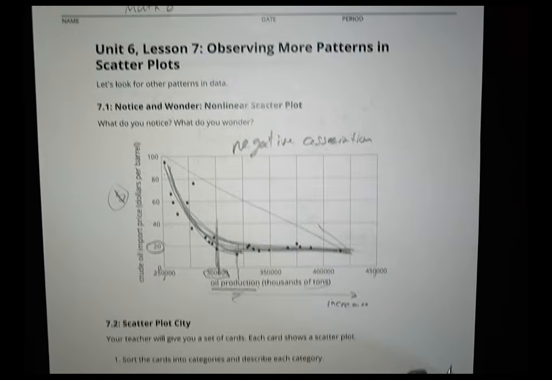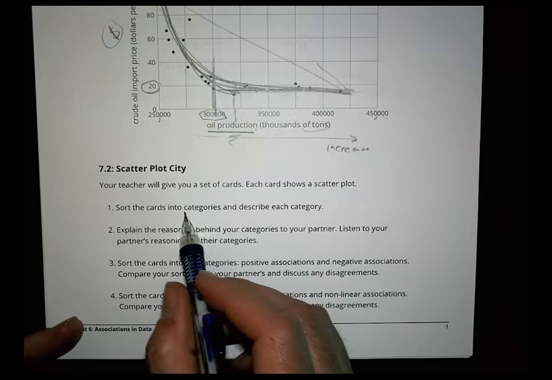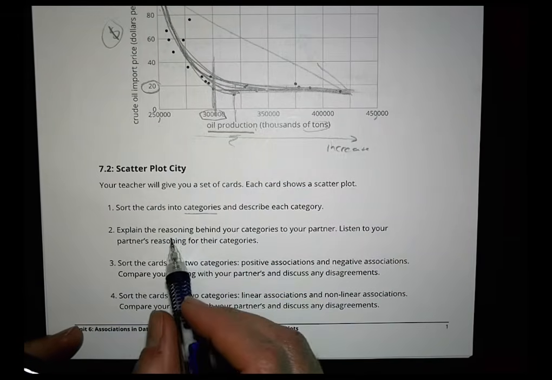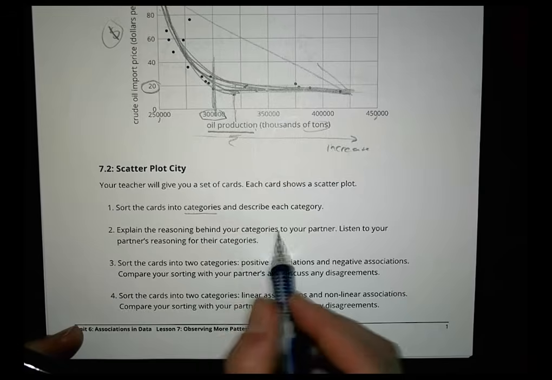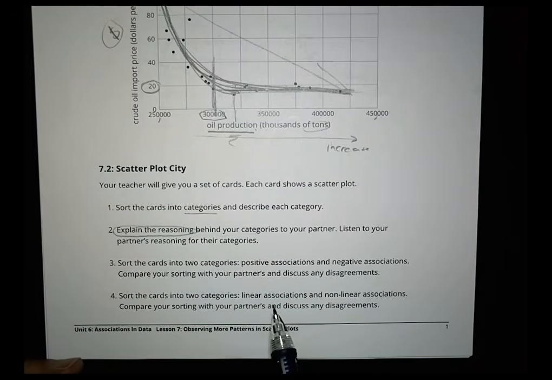Okay, Activity number 2. It says Scatter Plot City. Your teacher is going to give you a set of cards. Each card will show a scatter plot. What you're going to do is sort the cards into categories and describe each category. So we're going to make categories, and then number 2 says explain the reasoning behind your categories. So why you picked the categories you did, and your partner is going to have theirs as well.